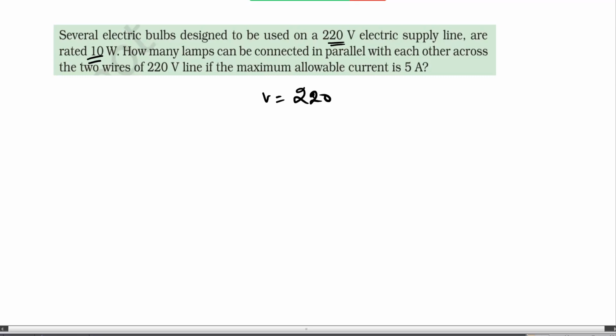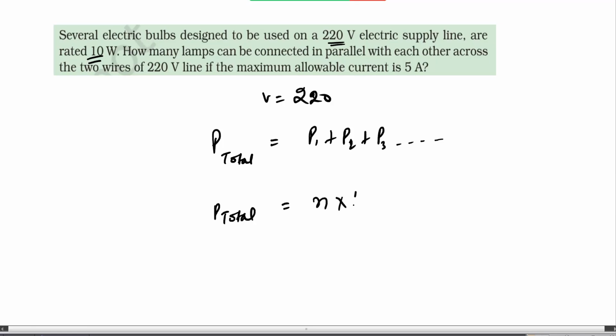So when we connect each and every bulb in parallel, their power keeps on increasing. For example, total power P total will be equal to the power of one bulb plus the power of the second bulb plus the power of the third bulb, and so on. So if n bulbs of the same rating are connected, P total is equal to n, the number of bulbs, into the power of each bulb.